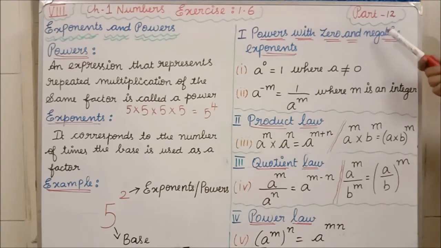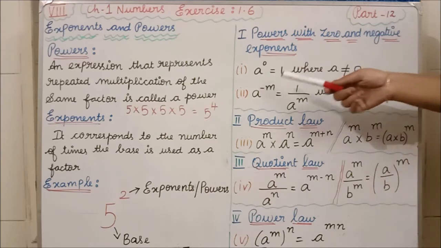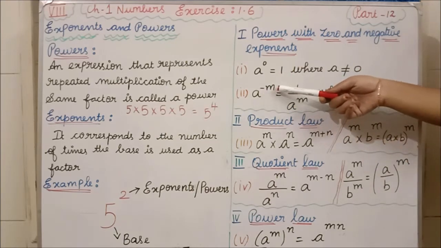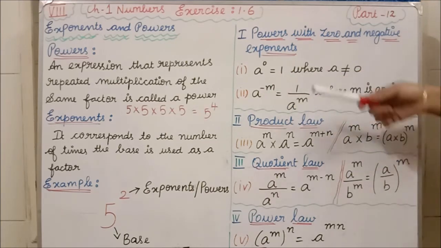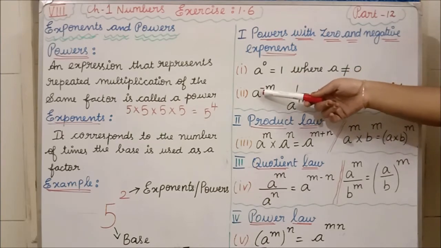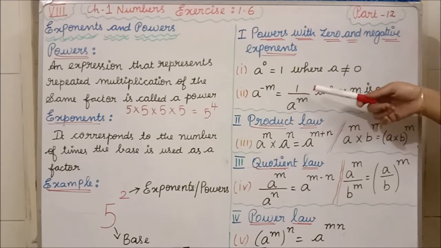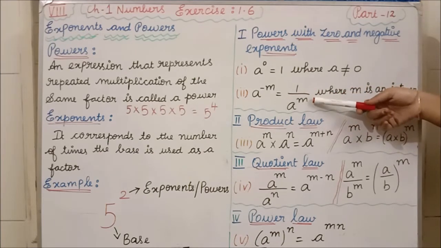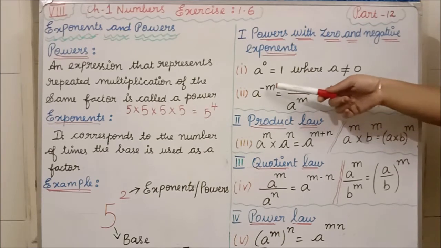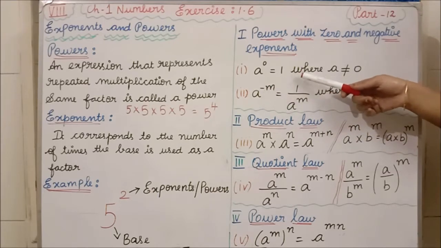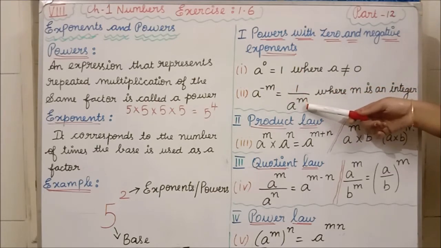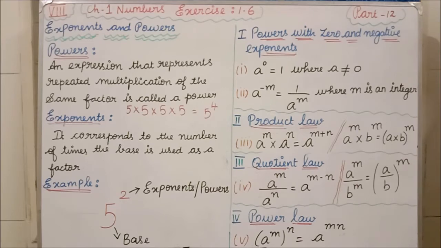Clear? Next we will see the negative exponent. Negative exponent means negative power. A power minus m. If the power is negative, you have to write 1 divided by a power m, so that time you write the power in positive. Here we have minus m, but when you write it in the denominator, the power becomes positive. Clear? Where m is an integer.